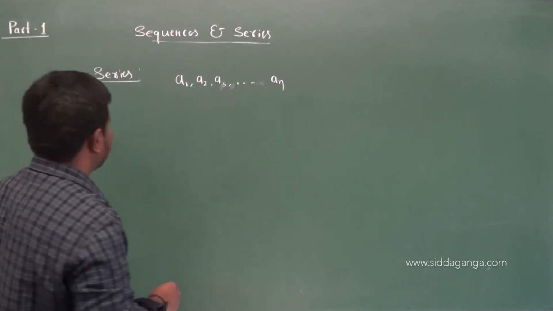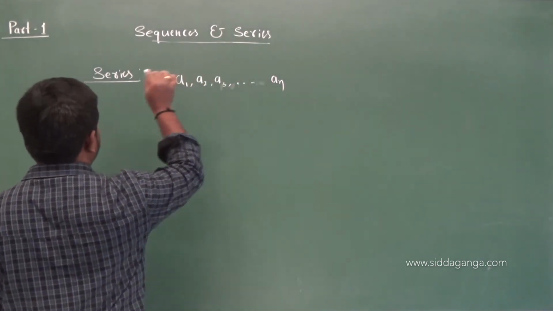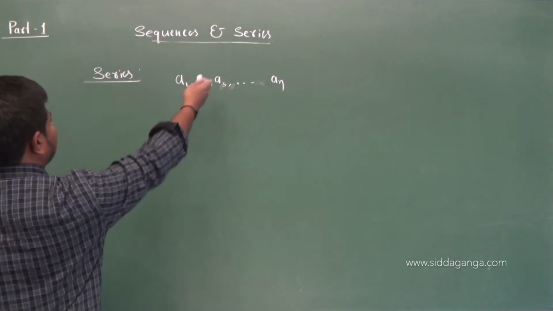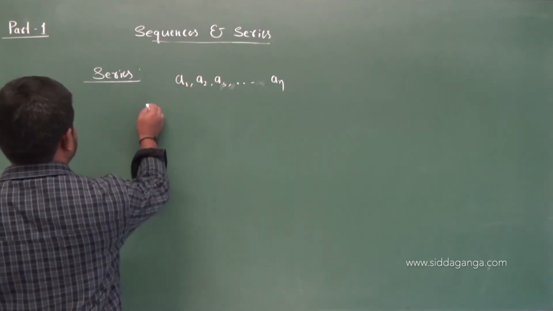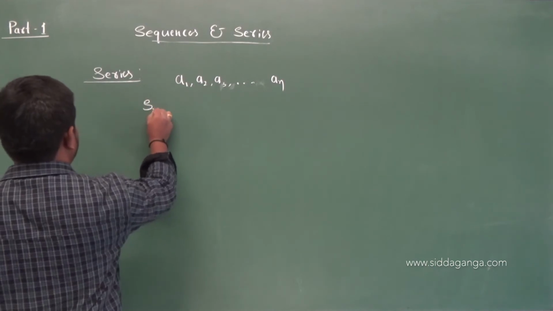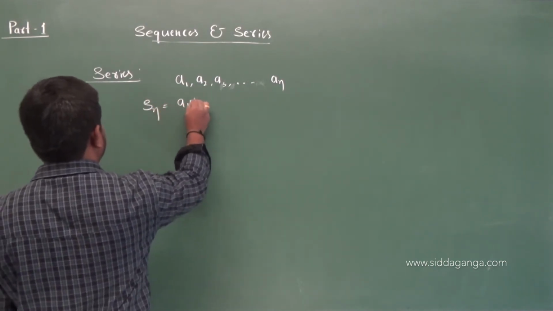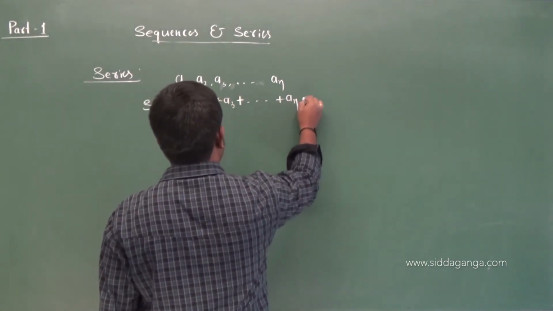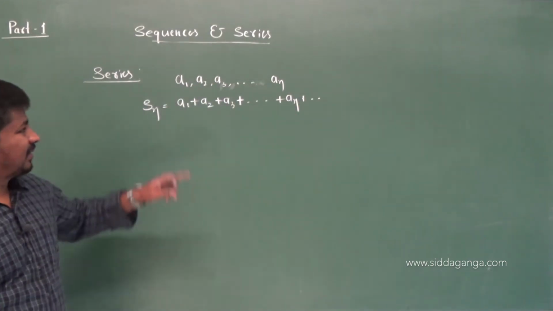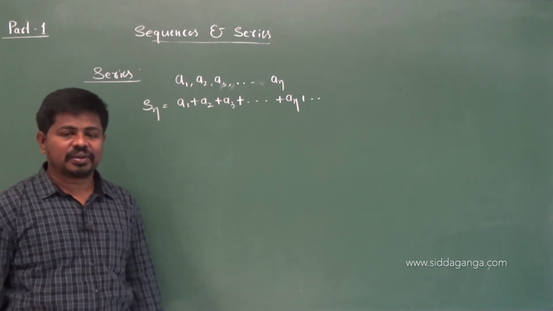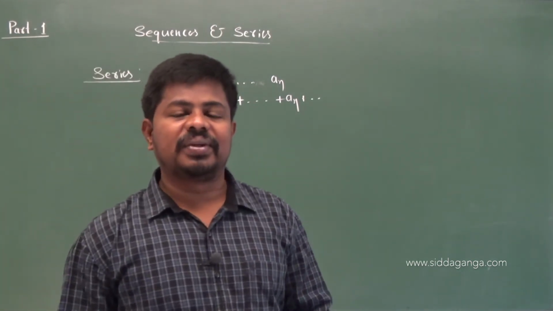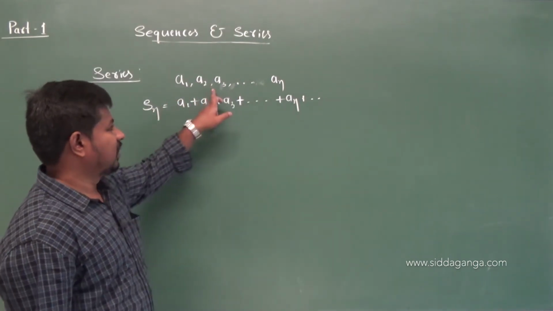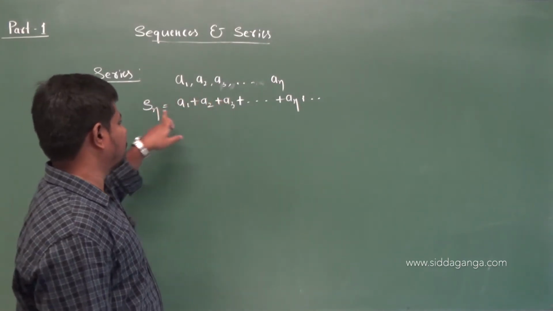Here we have a sequence. Then a series is nothing but the sum of all the terms of the given sequence. We call it the series of the corresponding sequence. The series of n terms is denoted by Sn. Sn is equal to A1 plus A2 plus A3 and so on up to An. This is the series of this sequence, right? For example, here we have a sequence, and the series is the sum of all the terms, which is given by Sn.